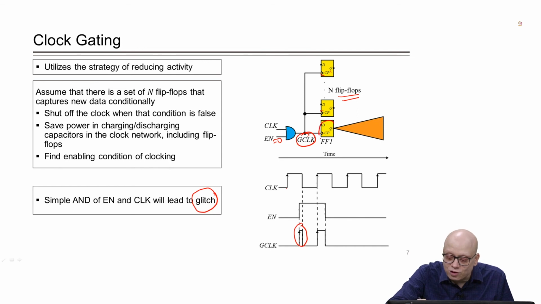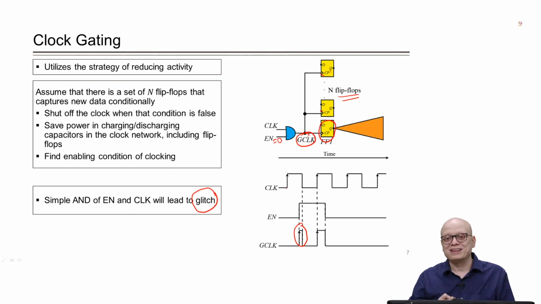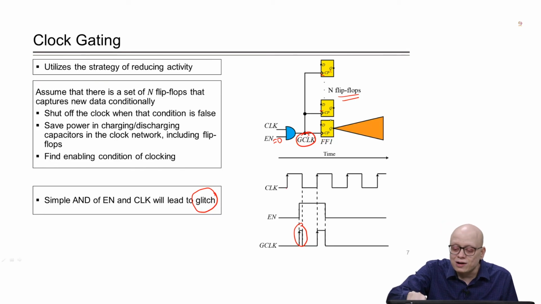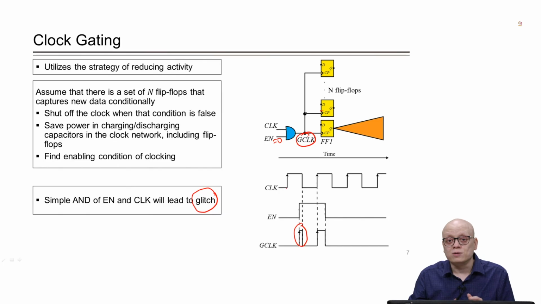Now, if this GCLK feeds this flip flop, what will be the problem? There can be several problems. One of the problems that can be directly on this FF1 is that there are constraints of clock period, which are defined for the flip flops, and there are constraints of minimum pulse width. Those kinds of constraints can be violated by this glitched signal, and therefore, these flip flops can fail.